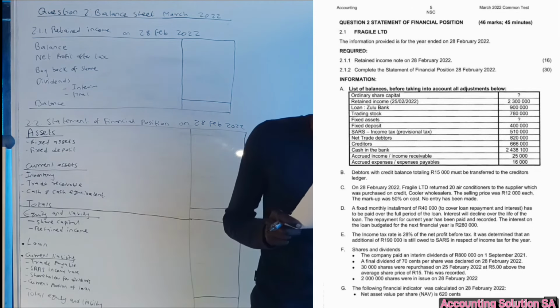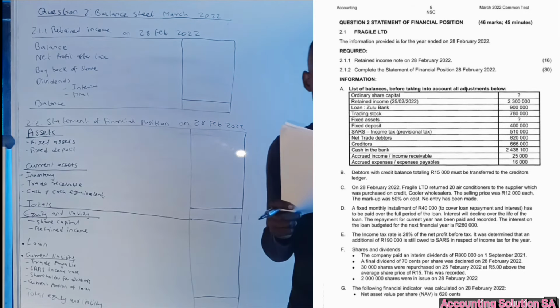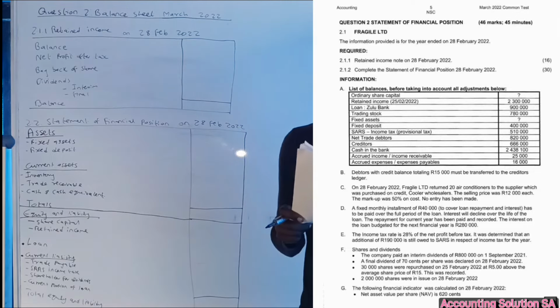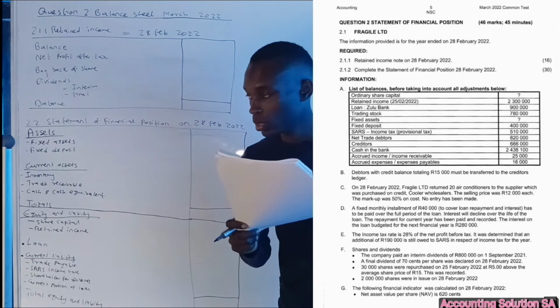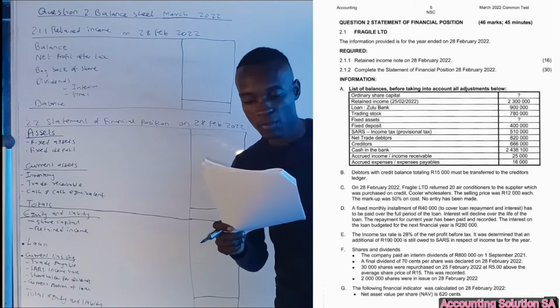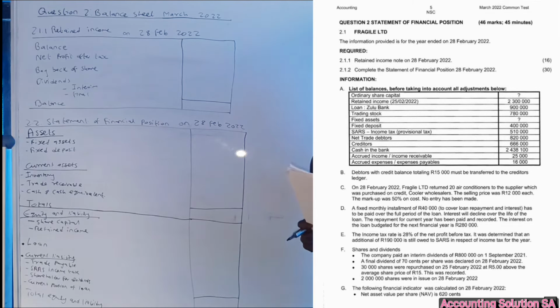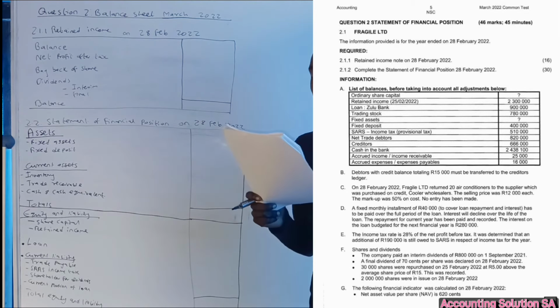Number one, they said required 2.1.1, a retained income note on 28 February 2022, 16 marks. After that we have to complete a statement of financial position on 28 February 2022, 30 marks. That's a lot of marks, because in total it's going to give you 46 marks. Now let's check our information.